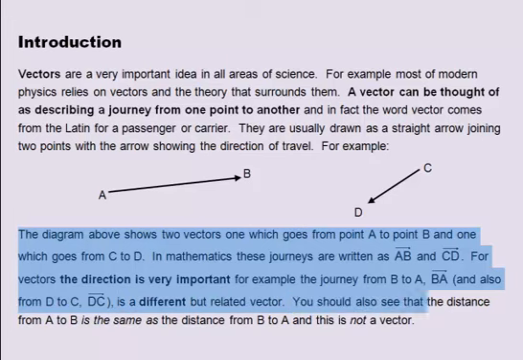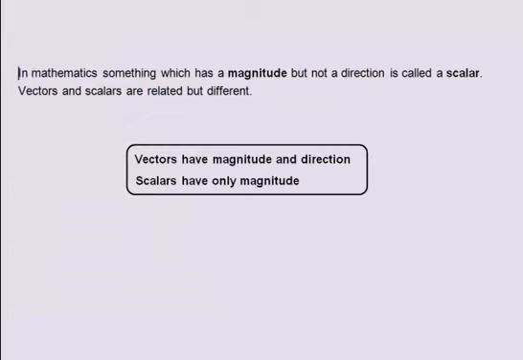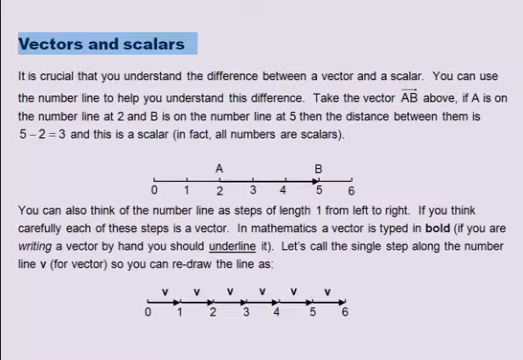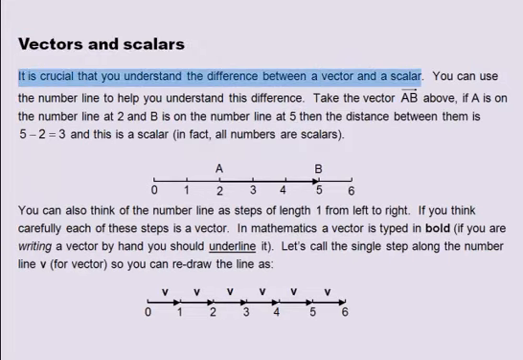You should also see that the distance from A to B is the same as the distance from B to A, and this is not a vector. In mathematics, something which has a magnitude but not a direction is called a scalar. Vectors and scalars are related but different. Vectors have magnitude and direction. Scalars have only magnitude. Vectors and scalars. It is crucial that you understand the difference between a vector and a scalar.